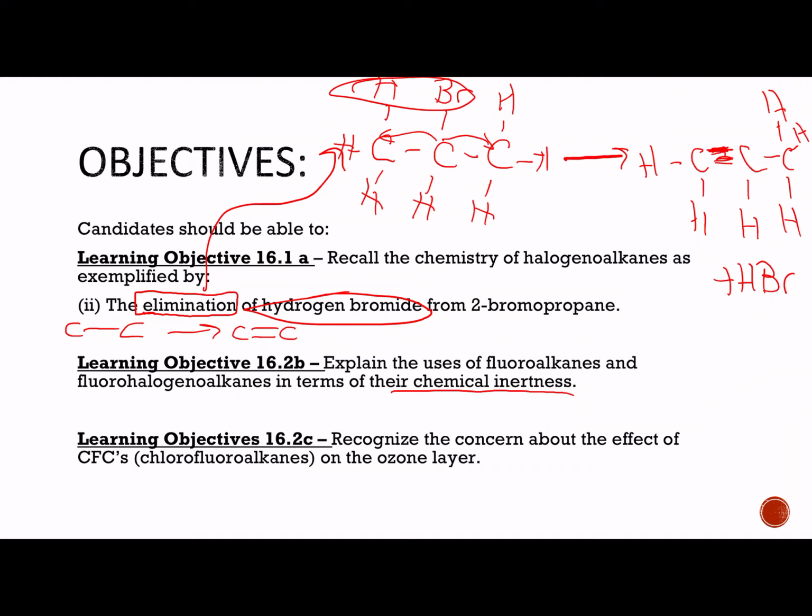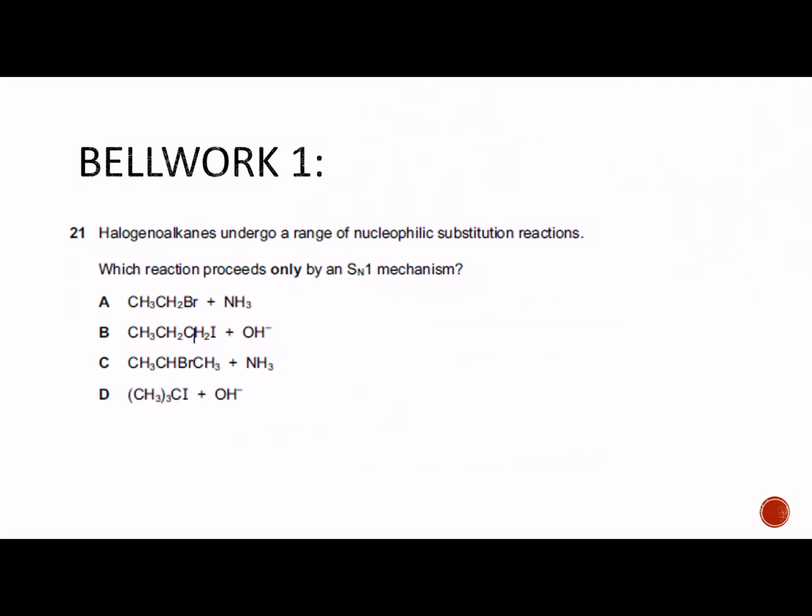Just like before, you're going to have some questions to go over. I'm going to have you answer the questions and then we are going to review them. So here's the first question. Halogen alkanes undergo a range of nucleophilic substitution reactions. Which reaction proceeds only by SN1? So go ahead, pause the video. You'll get a chance to look over this and answer the question.